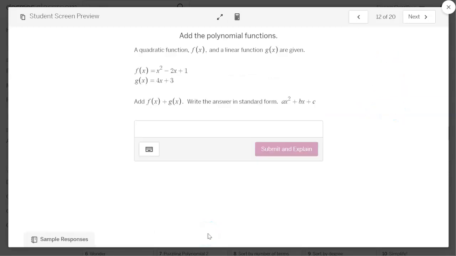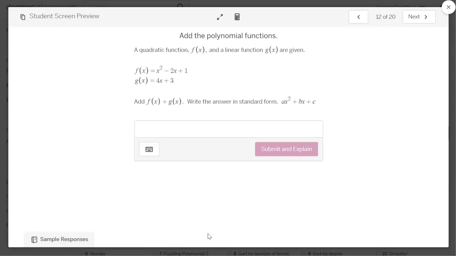Now we're going to look at polynomial functions. So we have the function f of x and the function g of x. You could talk about linear, quadratic. How do you know f of x is quadratic? How do you know g of x is linear? So you could talk about that. We are getting deep into that with the Graspable Math activities.